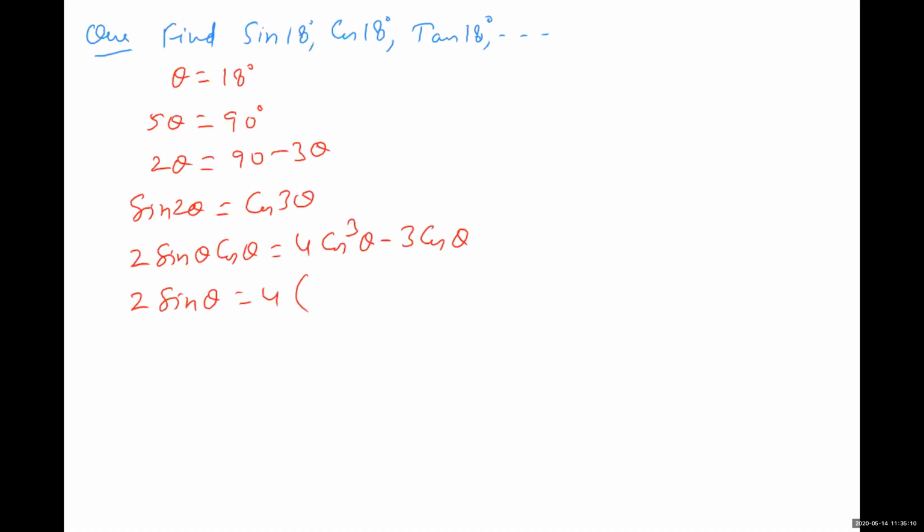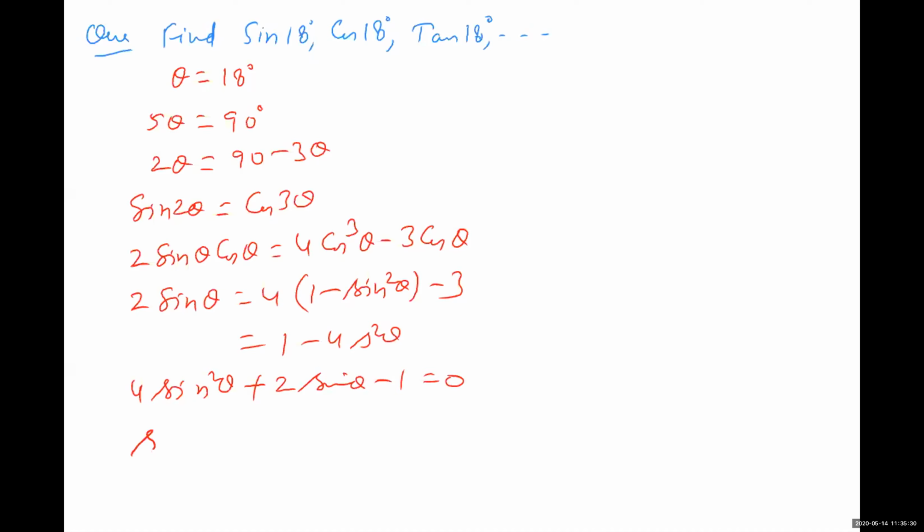Cos square theta is 1 minus sin square theta, so this is equal to 1 minus 4 sin square theta. So 4 sin square theta plus 2 sin theta minus 1 is equal to 0. So this is a quadratic equation.